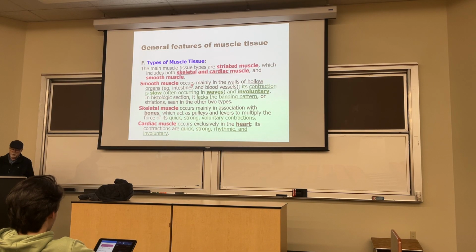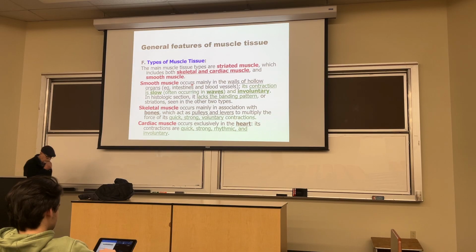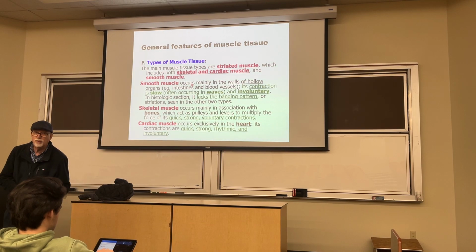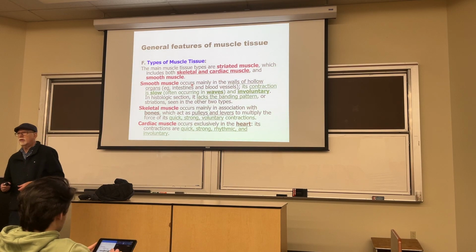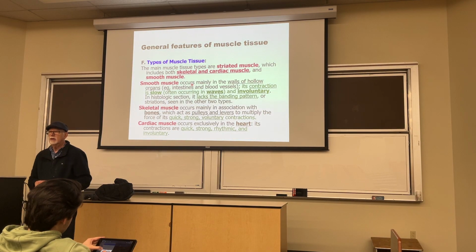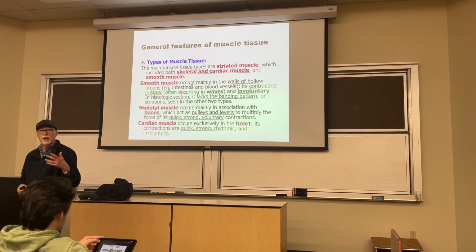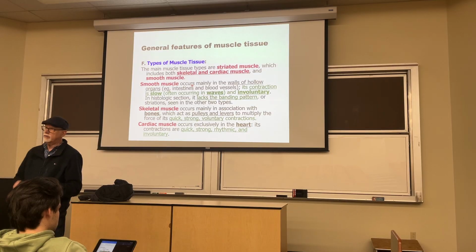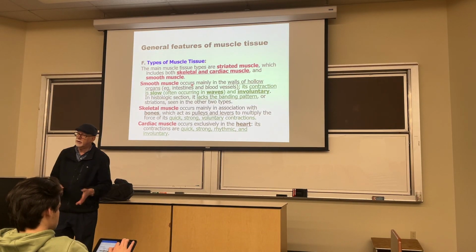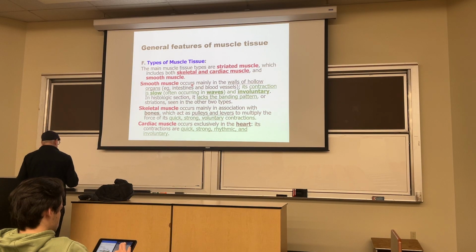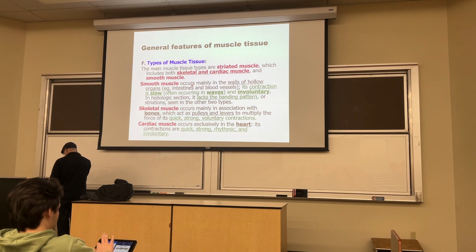Here's the different types. You probably know that skeletal muscle is voluntarily controlled. Skeletal muscle is striated, which means it has light and dark bands. Cardiac muscle is also striated, meaning it has light and dark bands, but it's involuntary. And smooth muscle is involuntary, and it doesn't have any striations. That's why it's called smooth. It's not banded. It doesn't have light and dark bands.